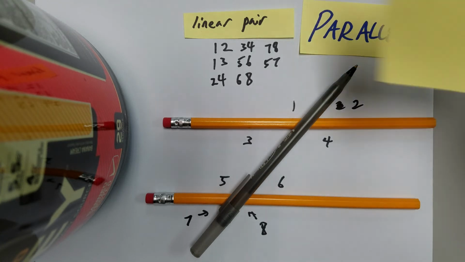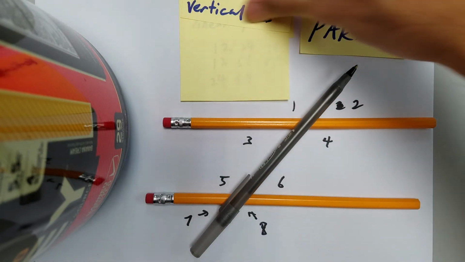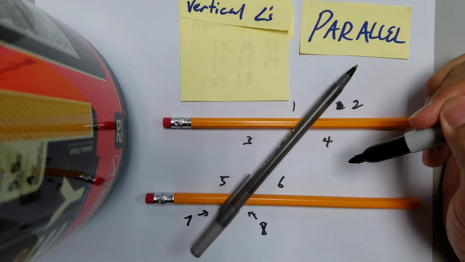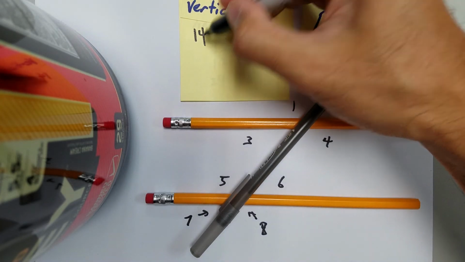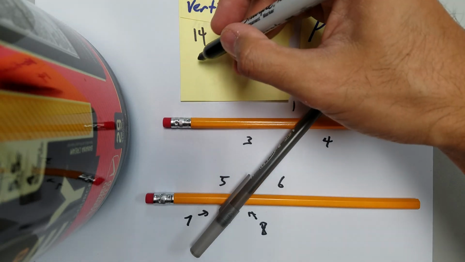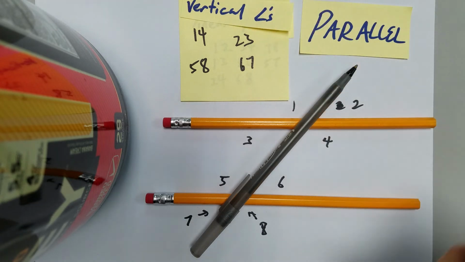You also have vertical angles. So when they're across from each other, they're vertical angles. So 1 and 4 are vertical angles. 2 and 3 are vertical angles. 5 and 8 are vertical angles. And then 6 and 7 are vertical angles. And they'll be the same.